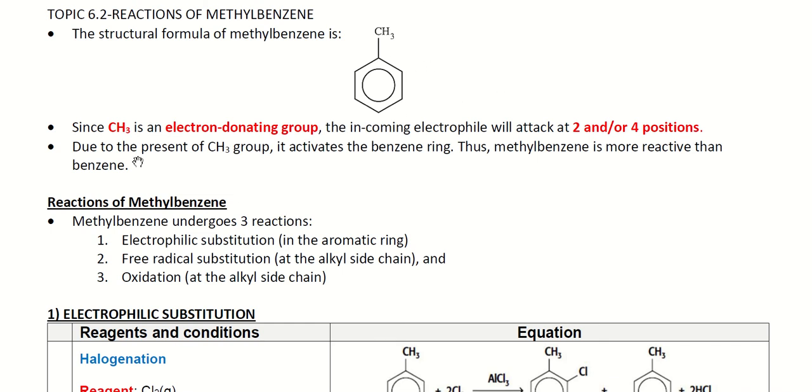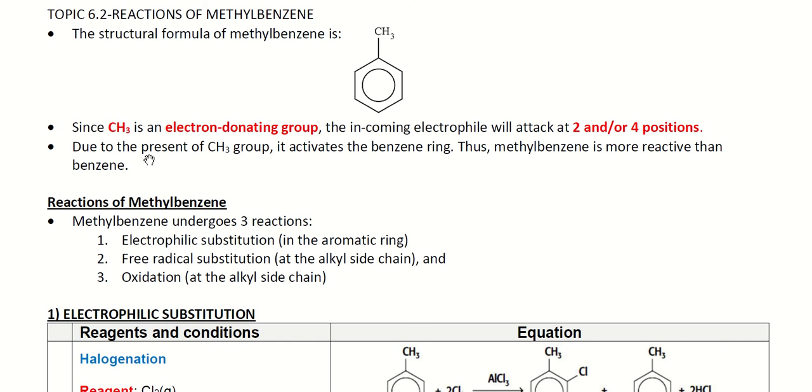Now here, this CH3 is an electron donating group. Remember the previous video that I showed. Okay, so since CH3 is an electron donating group, the incoming electrophile will attack at position 2 or position 4, or can be a combination of these two. Both of these will be there with a certain percentage.